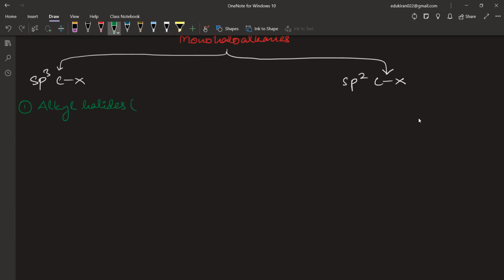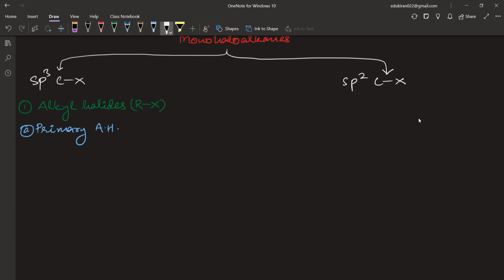It is commonly written as RX. Now this alkyl halide will have some other categories. The number one category is primary alkyl halide, right? So I hope all of you can identify what are primary alkyl halides.